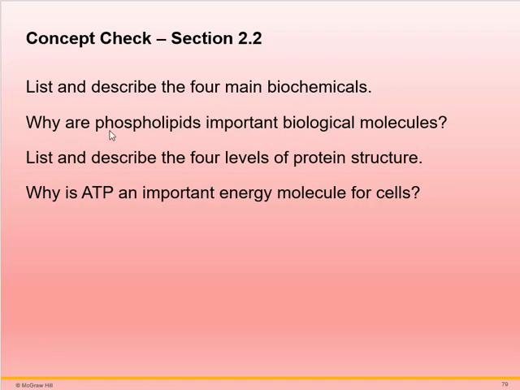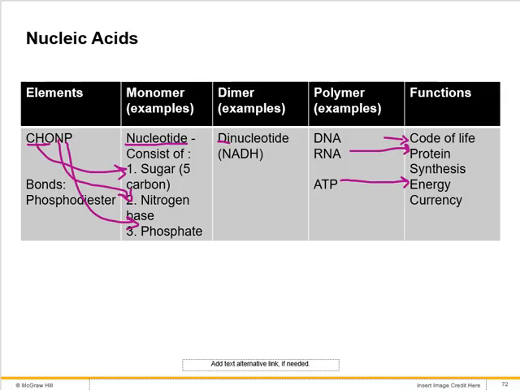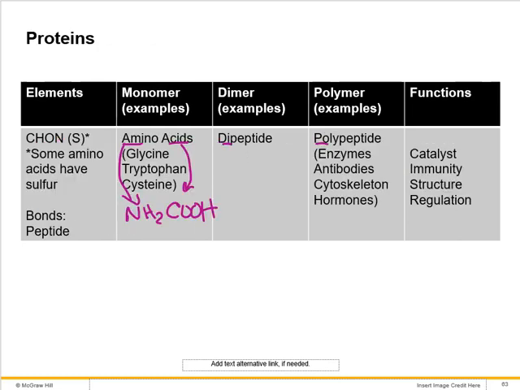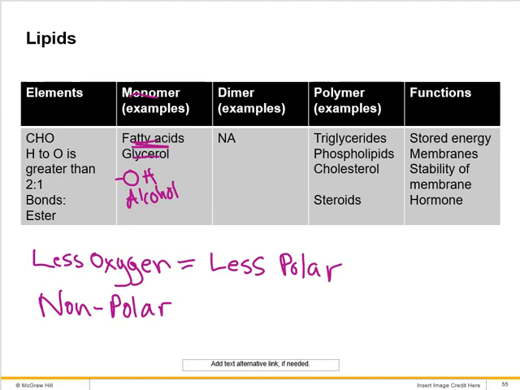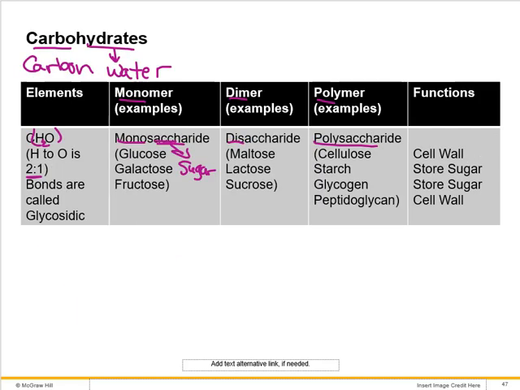And the charts that I'm talking about are these. So there's nucleic acids and proteins and lipids and carbohydrates. So basically you need to know the elements, the monomers, the dimers, the polymers, and the functions, and the bonds for each of those. So you'll get at least one question off of each of those.